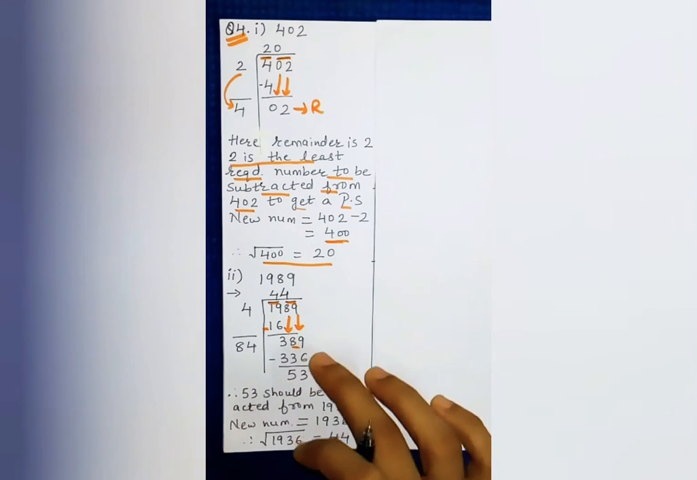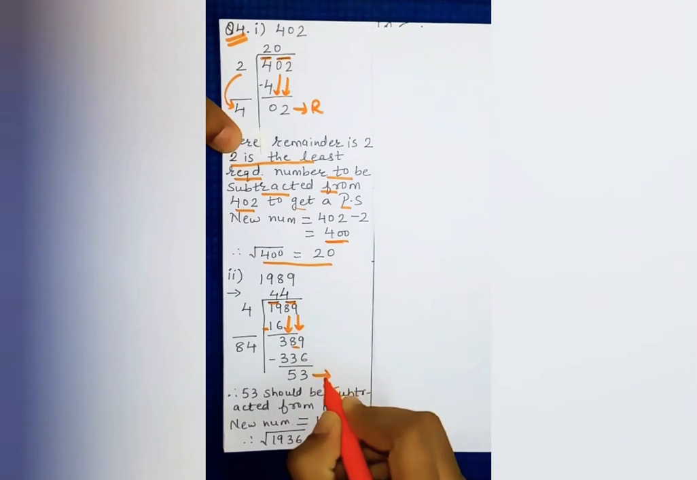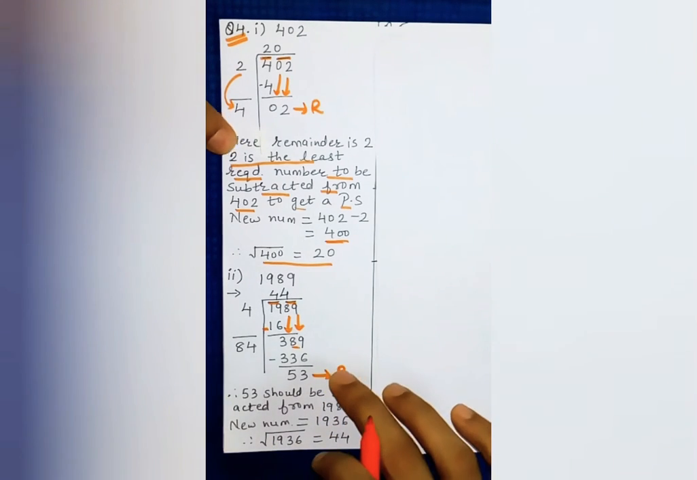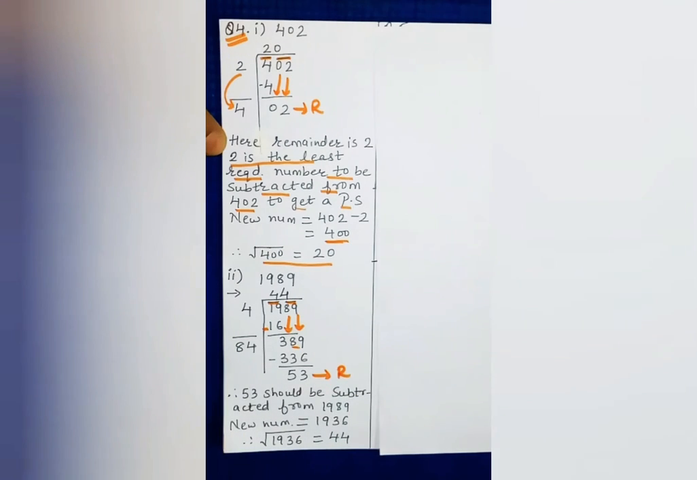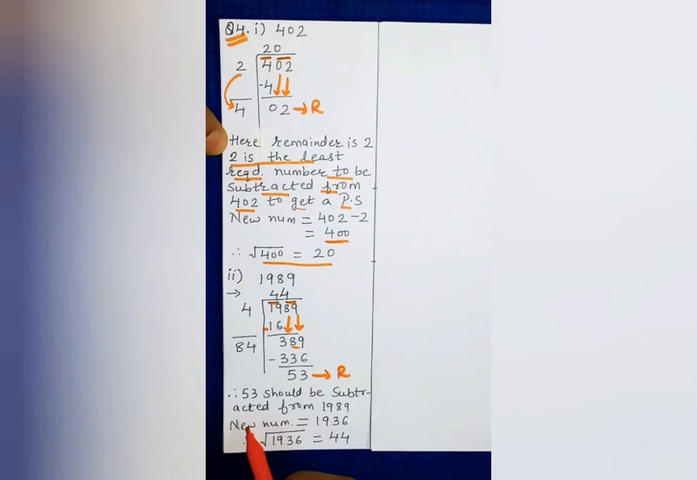Now if you subtract this, this is our remainder. So this 53 is our remainder. So 53 should be subtracted. We should subtract 53 from 1989, and whatever remains will be a perfect square number. This 53 is extra. So 53 should be subtracted from 1989. And if you subtract 53 from 1989, what will you get? Our new number will be 1936, and the square root of 1936 will be 44.